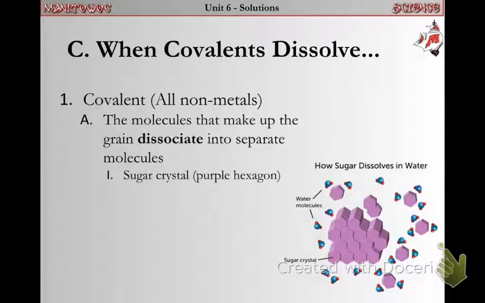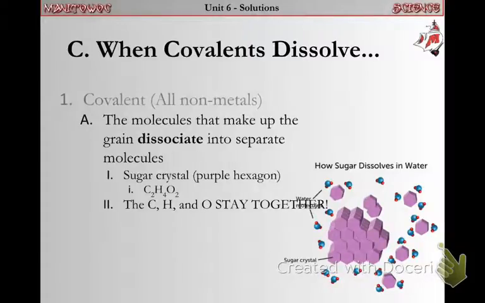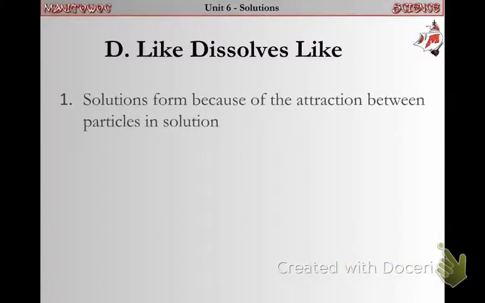So again, the sugar crystal is the purple hexagon, and remember that purple hexagon is C2H4O2. It's not like we break into individual carbons and individual hydrogens and individual oxygens. It's individual molecules. So the big part here, the carbon, hydrogen, and oxygen actually stay together. Okay, so that gives a reason or an overview of why things dissolve.